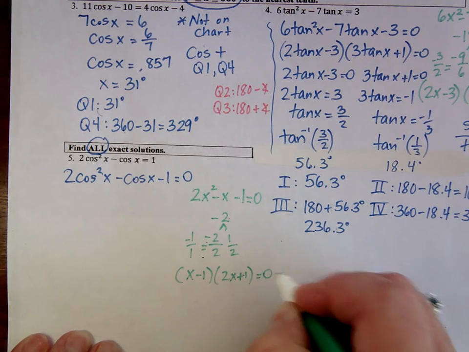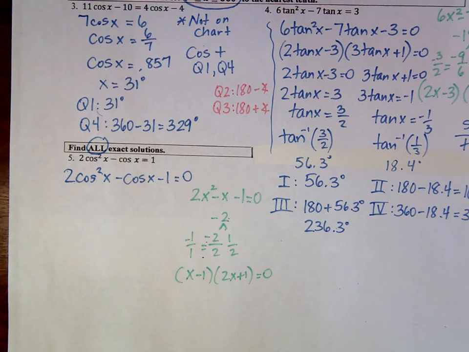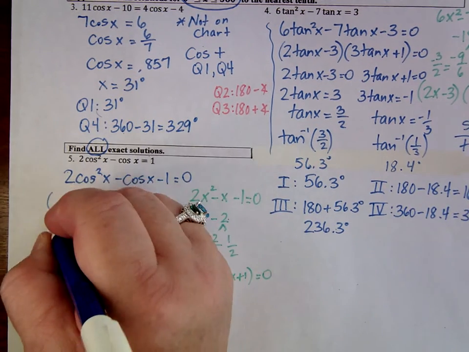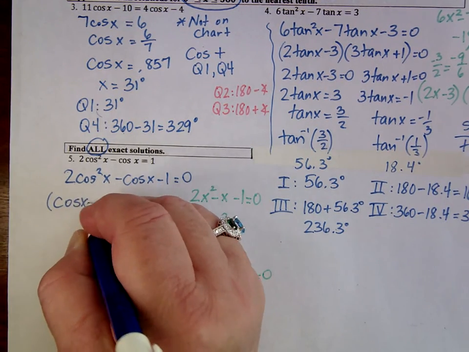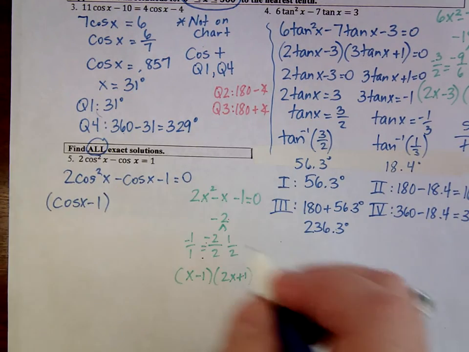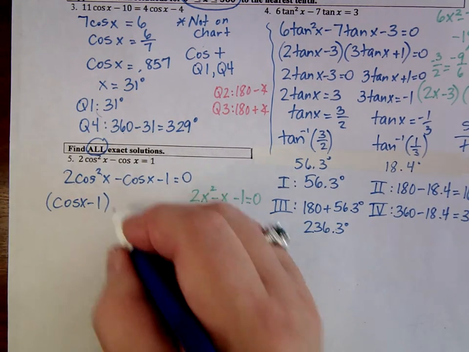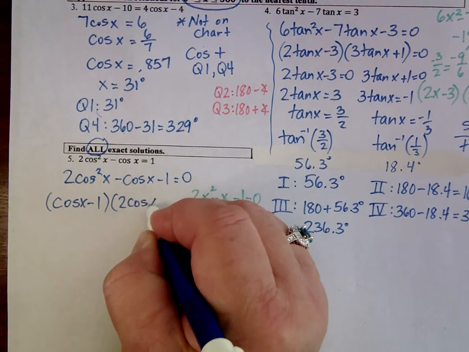And now apply that to the trig function that we have at hand. And the trig function we have is cosine. So my grouping is going to be a cosine of x minus 1 for this guy, and a 2 cosine of x plus 1 for the second one.